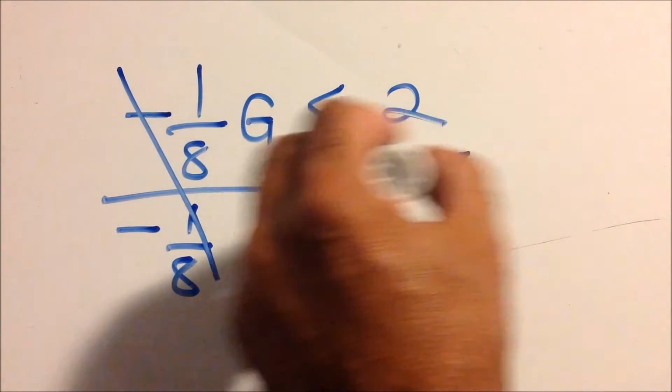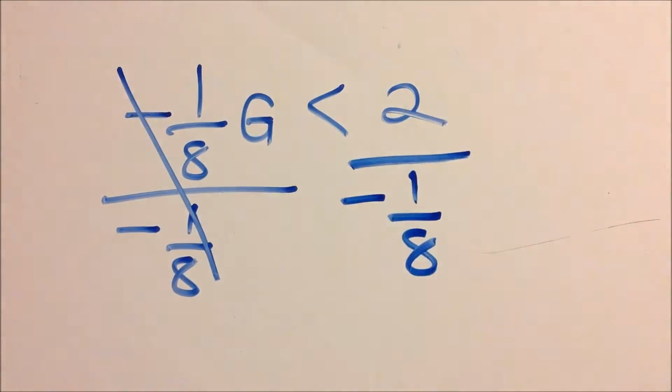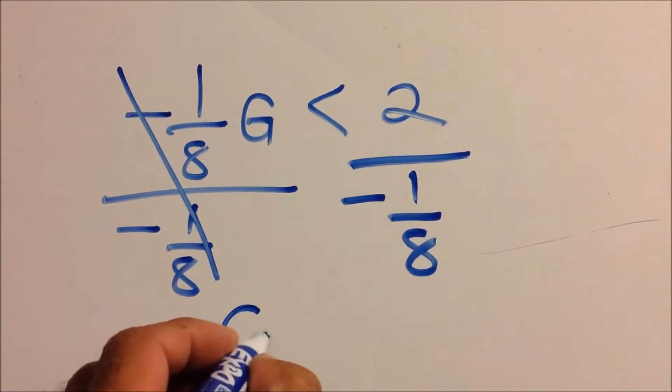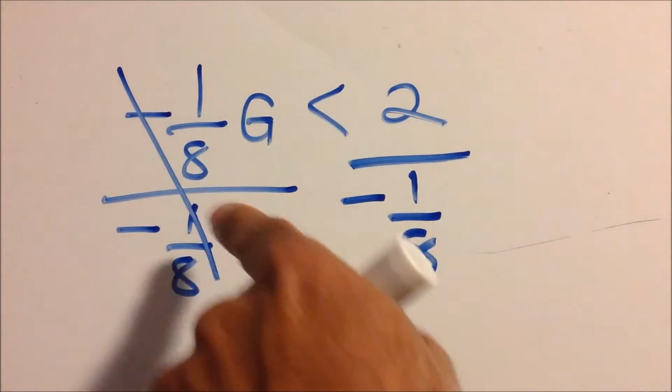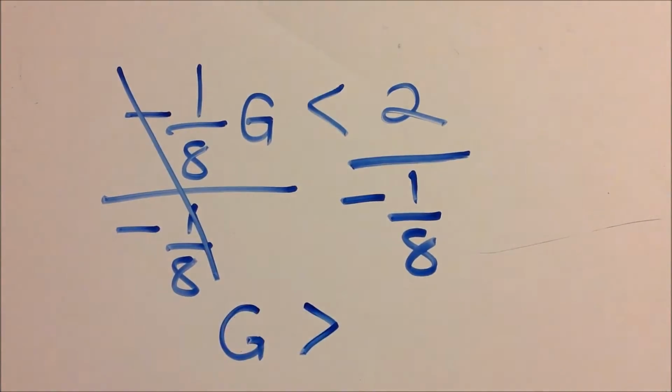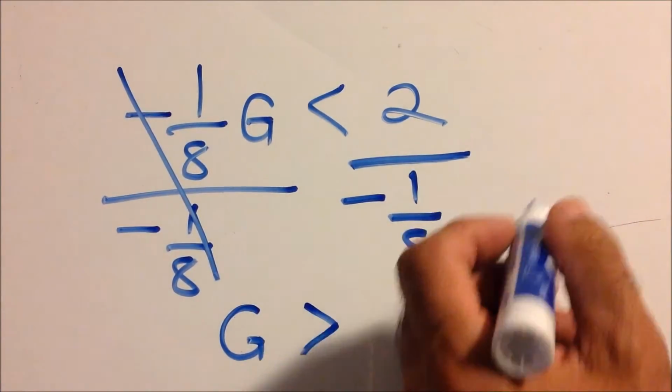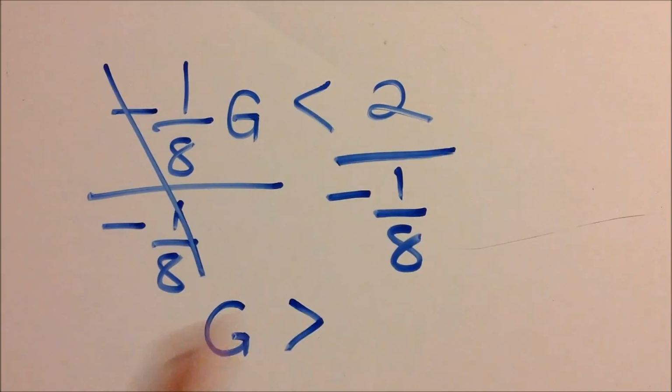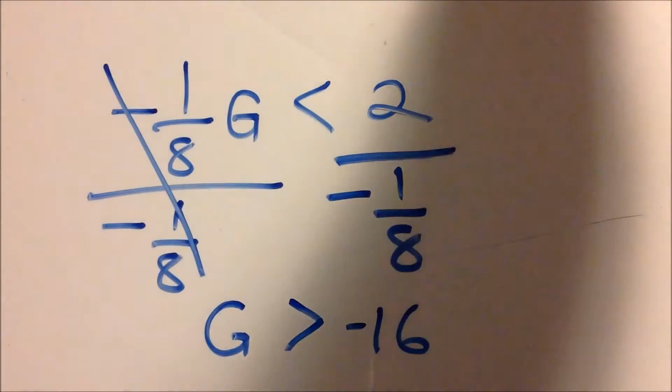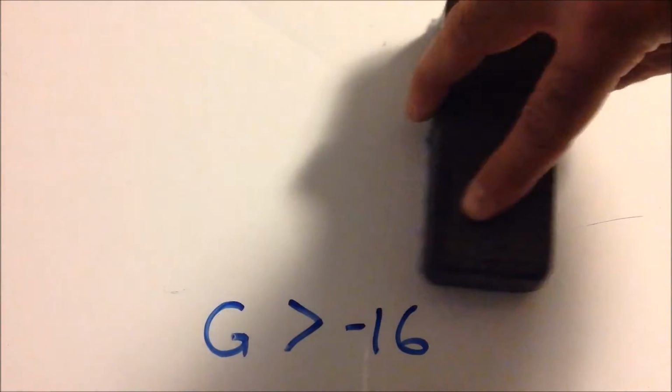Okay, again, you're going to divide -1/8 on this side. Bring down the g over here. And remember, you're dividing on both sides, so you have to reverse the inequality. What you see here then is you're going to get a -16. And how I got that, I'll just show you. Let's write this over here.